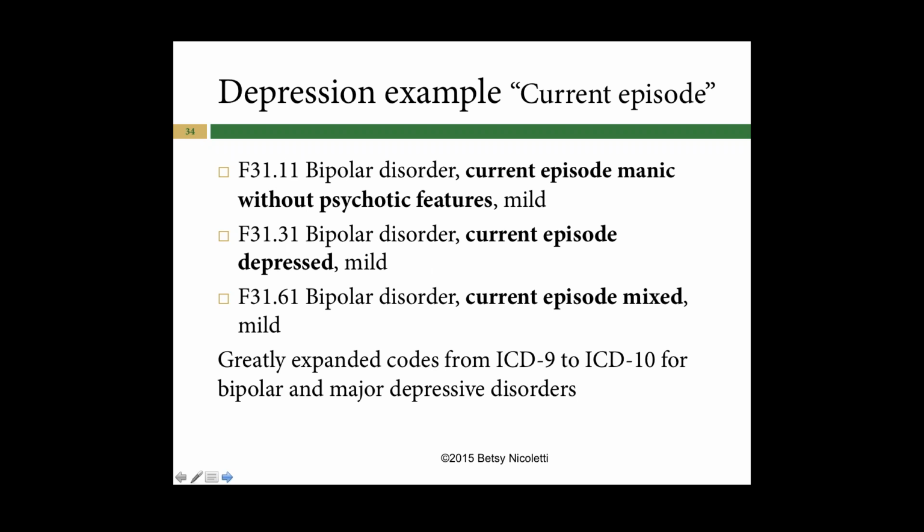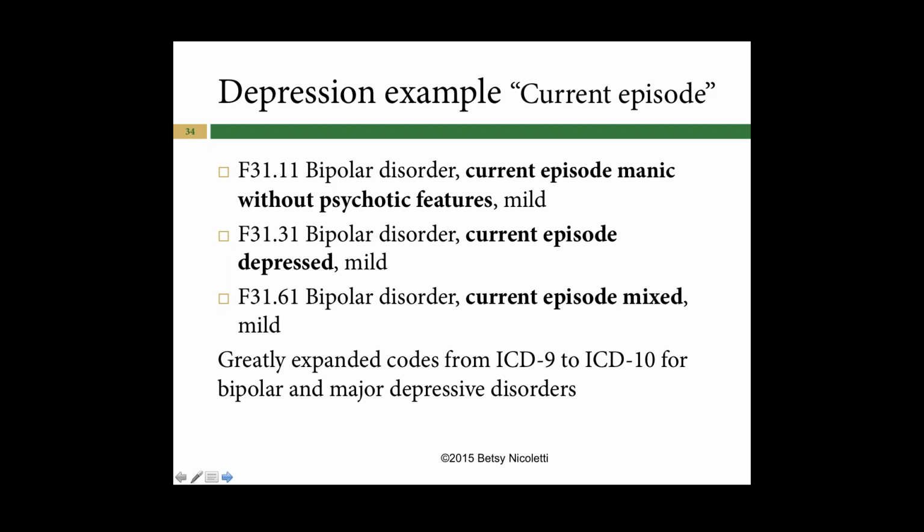So here are some bipolar disorder codes. And there's an unspecified mood disorder code that everyone uses in the 296 series. Again, I want us to avoid those. So F31.11, bipolar disorder, current episode manic, without psychotic features, mild. So we know if we have mild, we're going to have moderate, severe, severe with or without psychotic features.